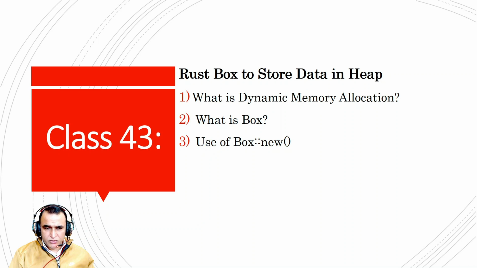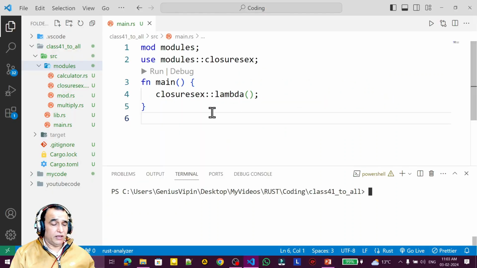So in this video we are going to understand how you provide this dynamic memory to a particular variable or a list or some other concept with the help of Box. So let us start. Here I already have this project, classes 41 to all. I have already explained that later videos I will make in the same project.